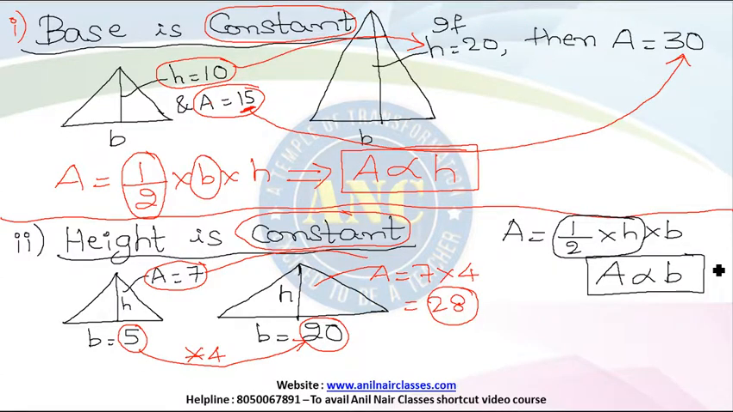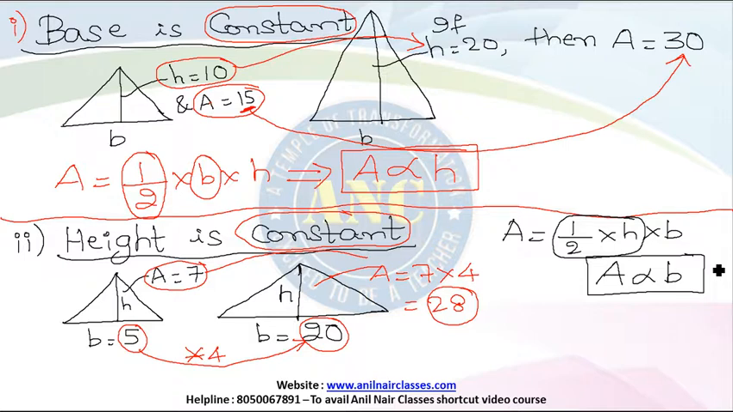Another thing, three cases what we understood is base can be constant. If the base is constant, area is directly proportional to height. That means if the base is constant and the height is 7 times the original height, area also becomes 7 times the original area. Similarly, if the height is constant, area is directly proportional to base.